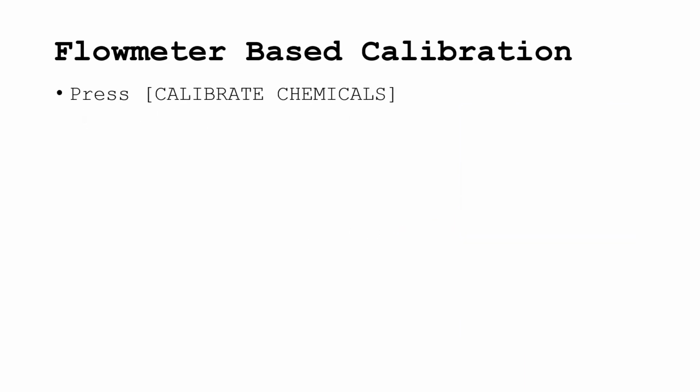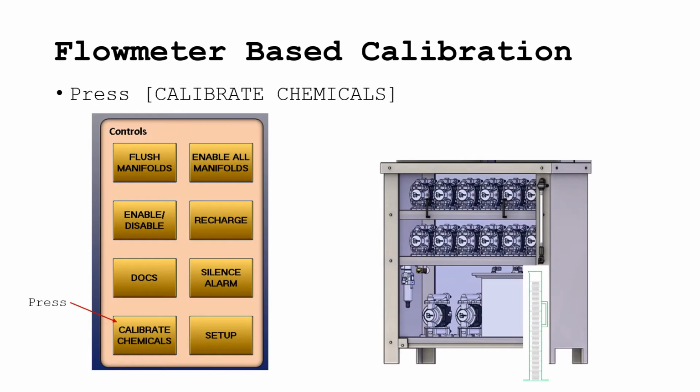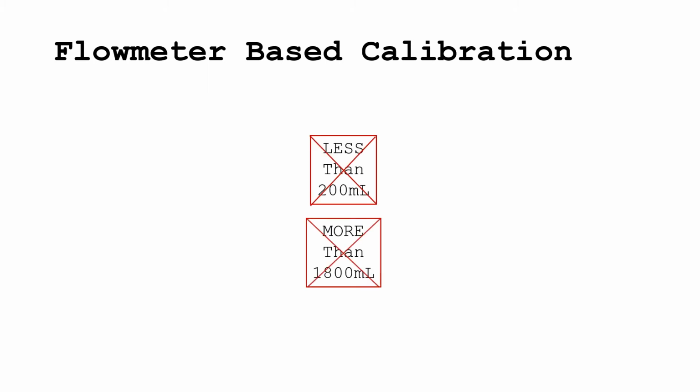Press the Calibrate Chemicals button in the Controls menu to pump the chemical, press the button again to stop the pump. Note, for accurate calibration, do not stop and restart the pump. The dispensed amount should be close to the typical injection size, though it should not be less than 200 ml or more than 1800 ml.